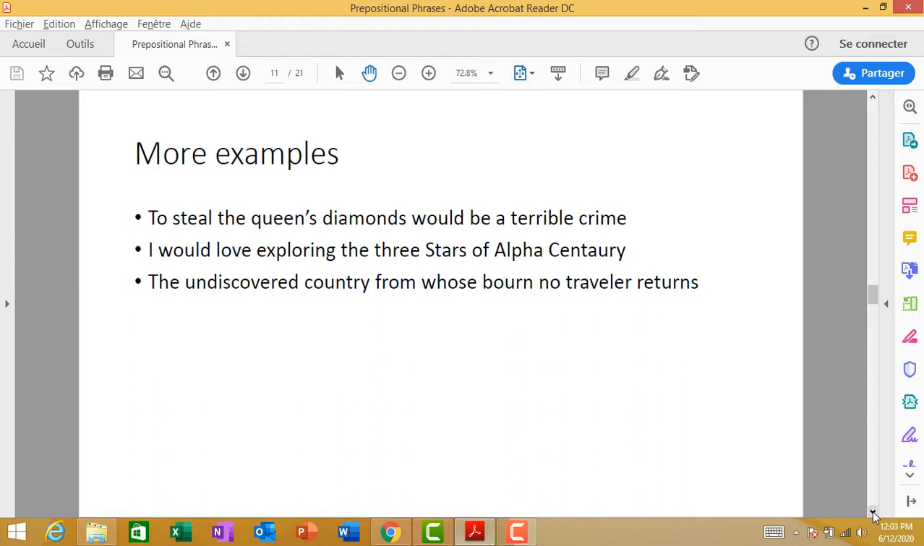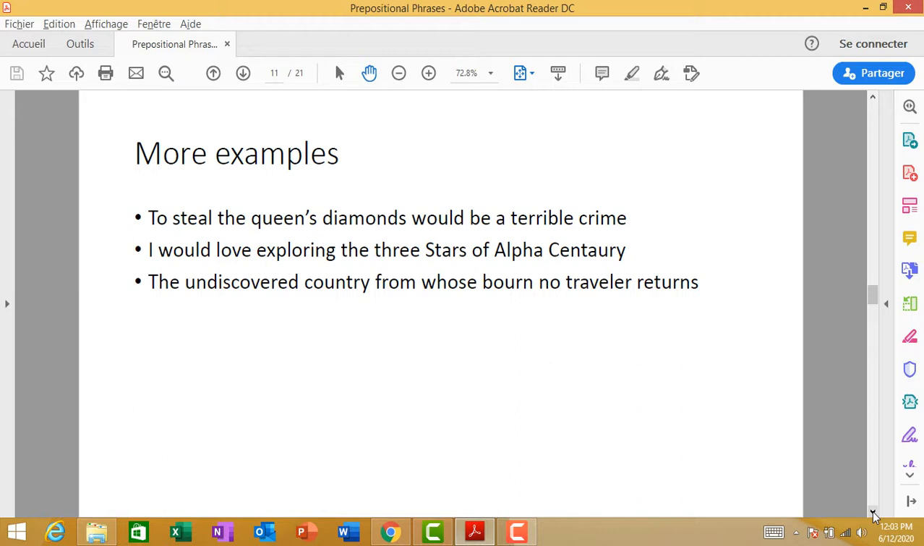The second one is I would love. Okay, so let's skip the second one altogether because it might be a little complicated. Let's jump directly to the third one. The undiscovered country from whose born no traveler returns. So what I'm going to do here is, with this one, try to find out where the prepositional phrase is, and how it's used.